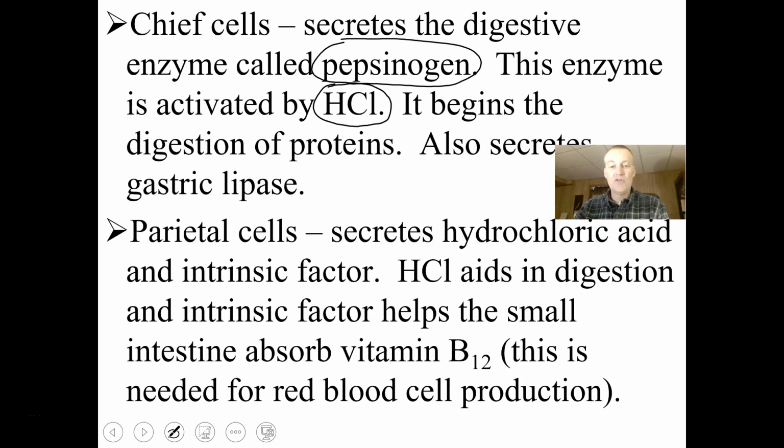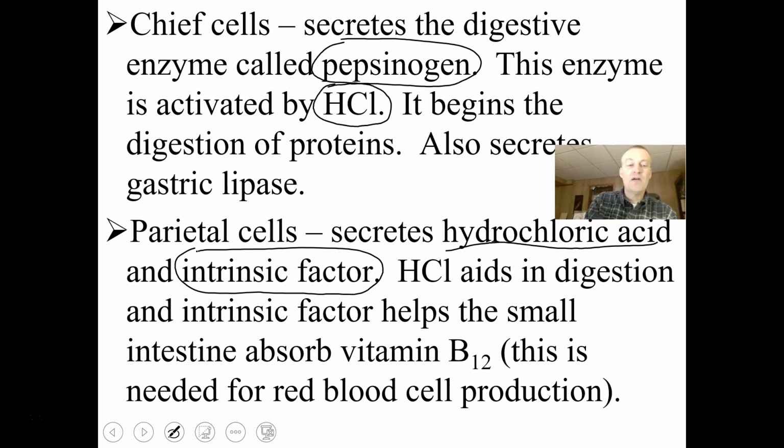So the parietal cells are also in those gastric glands. They're going to secrete a couple of products. One of them is hydrochloric acid, and another is called intrinsic factor. Hydrochloric acid is going to activate pepsinogen into pepsin. It's also going to help to process digested food. Probably a third reason that it's important is to help to neutralize viruses and bacteria.